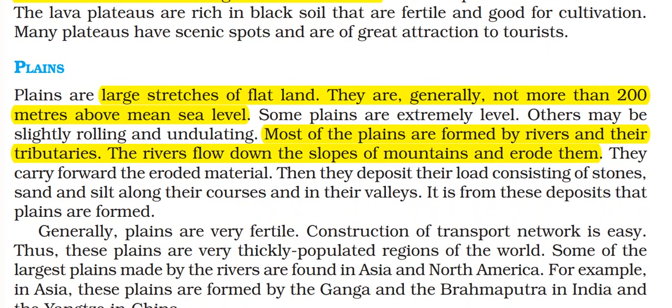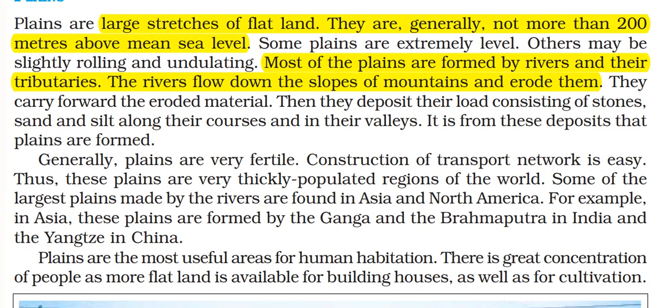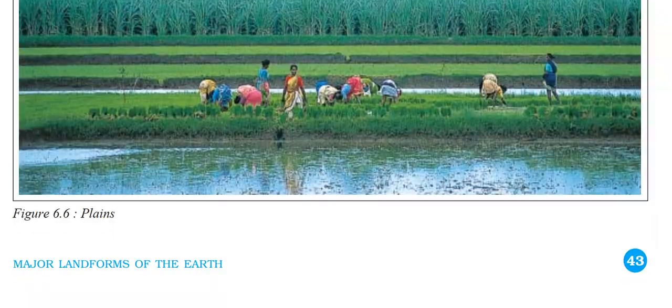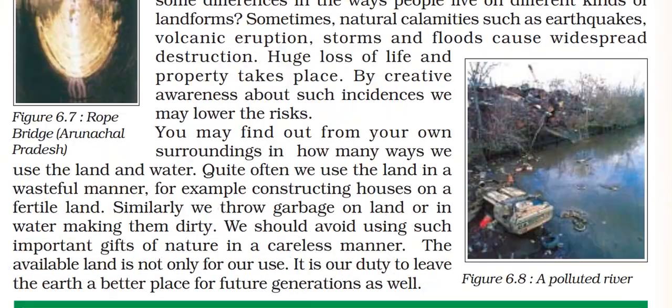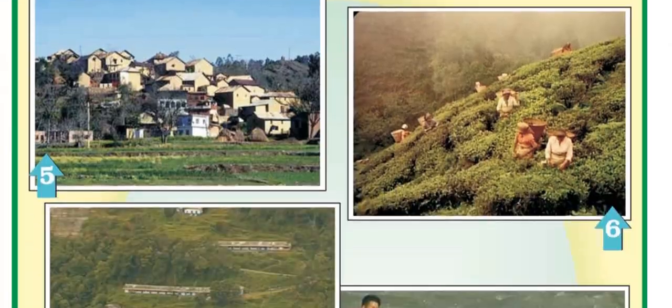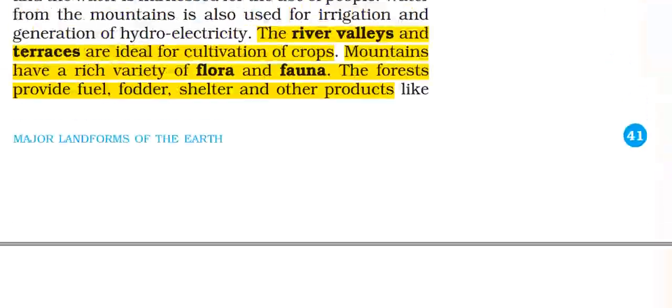Plains are large stretches of land. They are generally not more than 200 meters above sea level. Most of the plains are formed by rivers and their tributaries. Rivers flow down the slopes of mountains and erode them. So these are the examples. This is the end of the chapter.